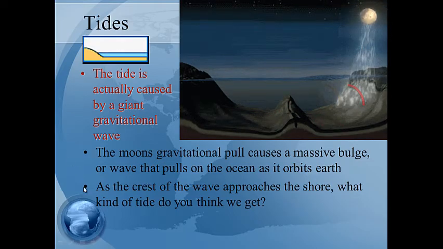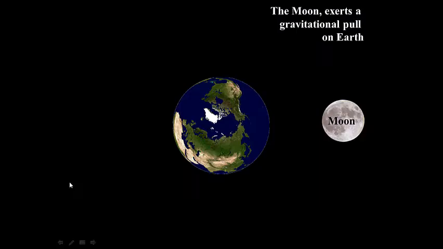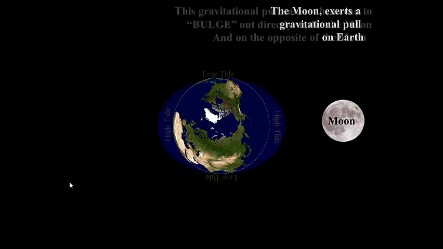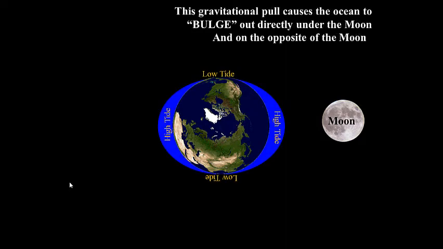Let's investigate this further. So the moon exerts a gravitational pull on Earth. We're going to exaggerate this with a bulge, with high tide on one side directly under the moon and on the opposite side of the moon. Notice where high tide and low tides are. We have high tide on the opposite side of the moon, and high tide directly under the moon. And then we have low tides perpendicular, at 90 degrees to the moon.